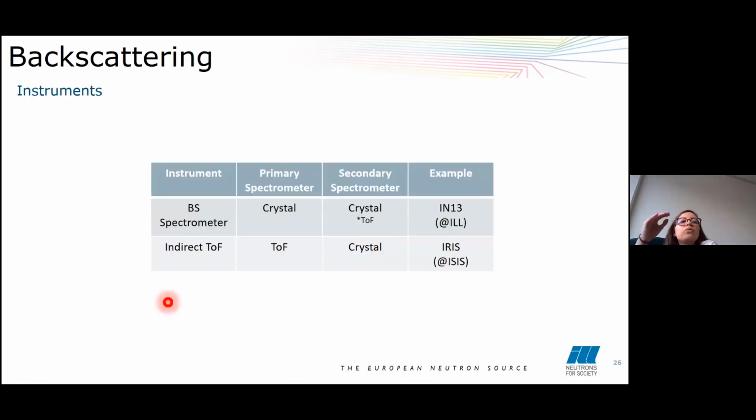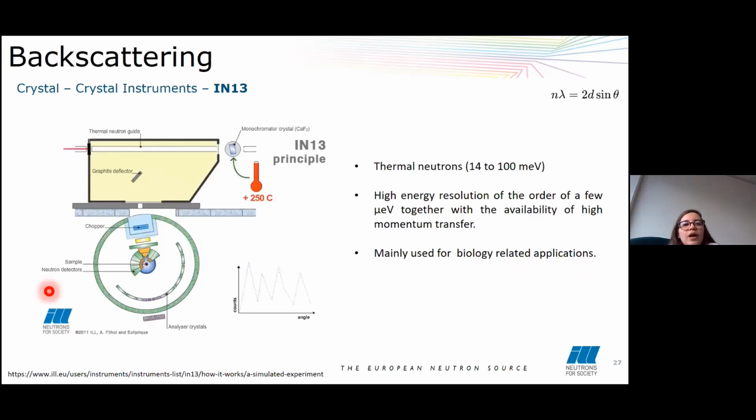In backscattering, we can have two types of instruments with many differences between them. In a backscattering spectrometer, both primary and secondary spectrometers are crystals. And we have the indirect time of flight, with the primary spectrometer being a time of flight and the secondary a crystal. An example for the first one is IN13, and an example for the second one is IRIS, as I mentioned before. So IN13 basically uses thermal neutrons.